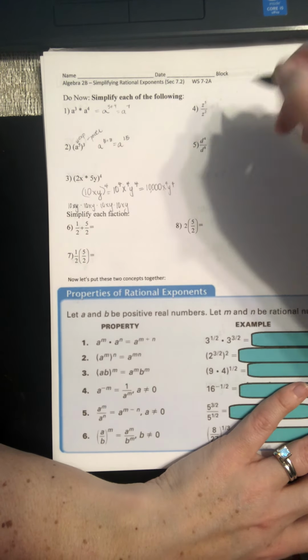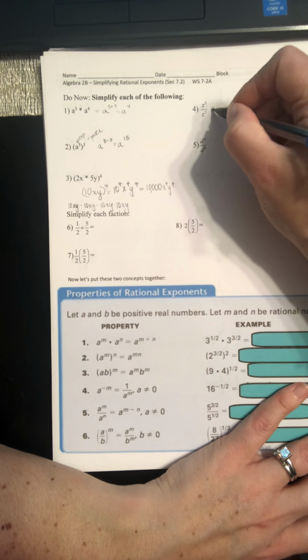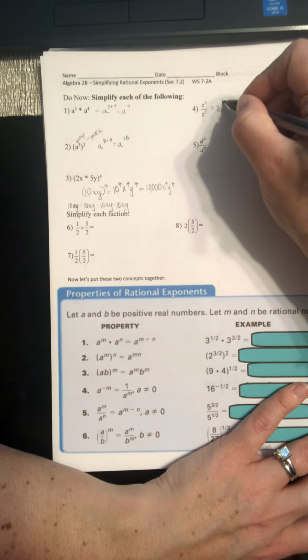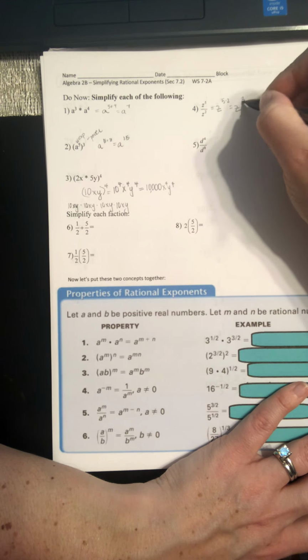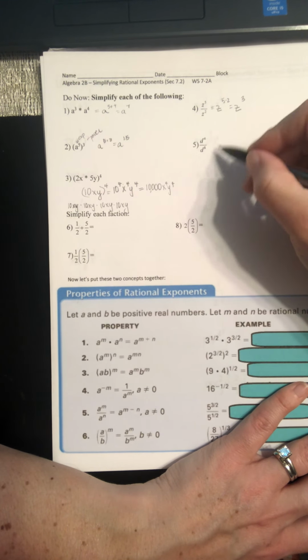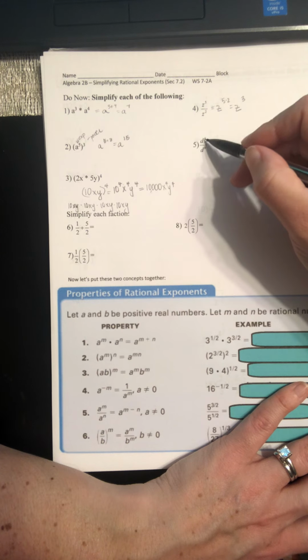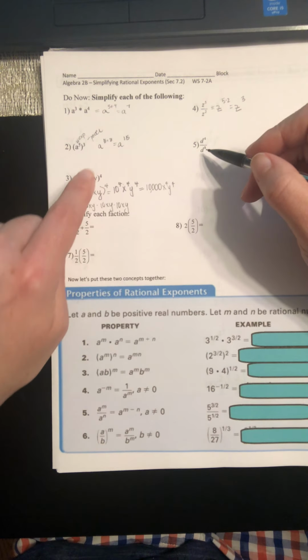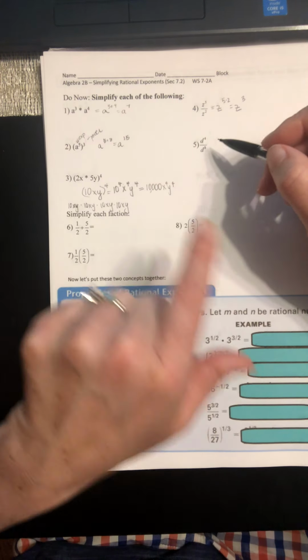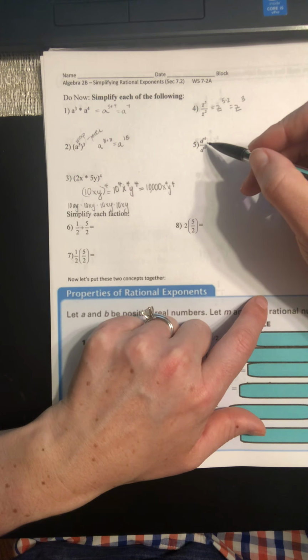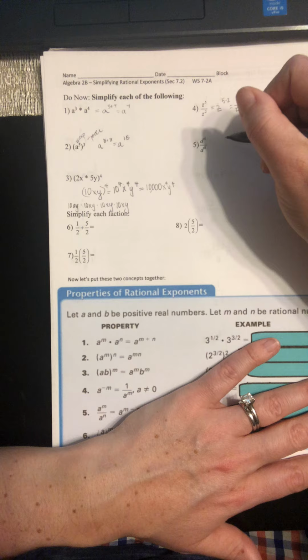Then with division, we're always going to do subtraction. So this is z to the 5 minus 2, which is z to the 3rd. And then here, this one, you can see they have the same base. Notice all of these have the same bases, 1, 2, 4, and 5. So we can do our properties of exponents. That's going to be important today.